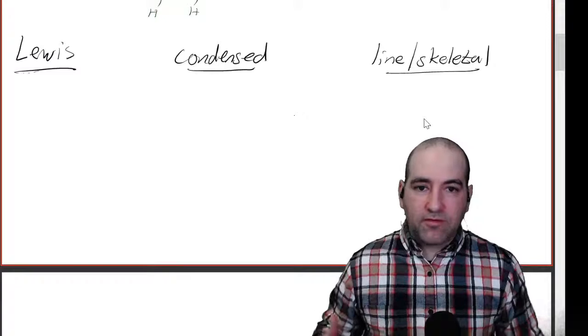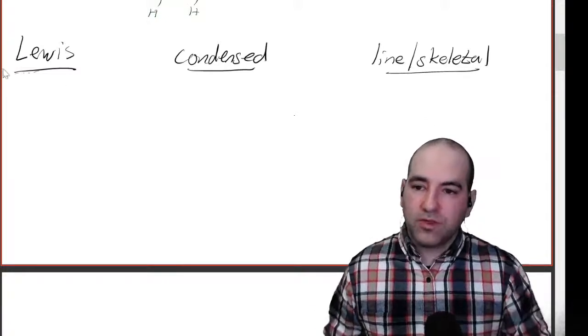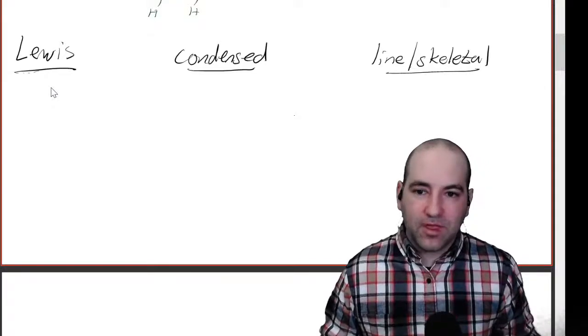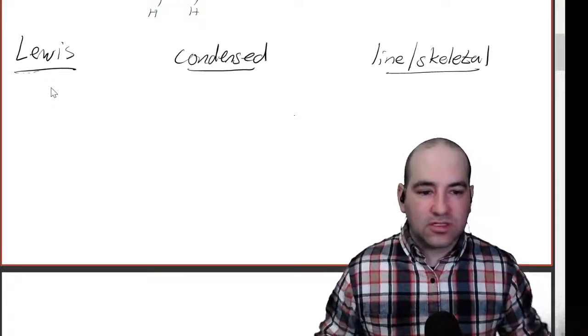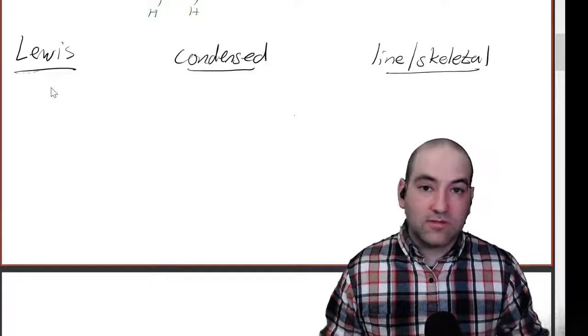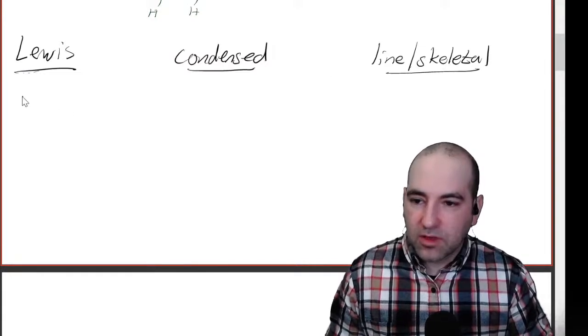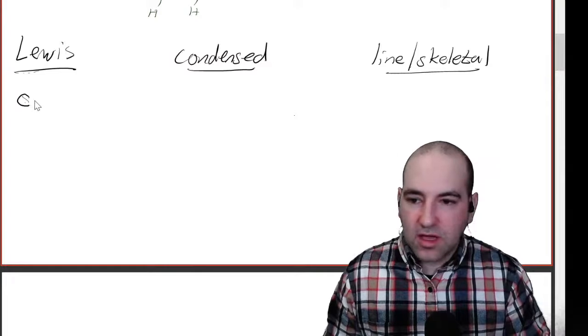So these go from kind of least to most abbreviated. So a Lewis structure is fully non-abbreviated. Everything is drawn out. And then we have a condensed structure where it's slightly condensed. And then we have a line structure where it's very condensed. So let's take some molecules and kind of show how this works. So our first one, we're going to take a molecule called propane, which is C3H8.